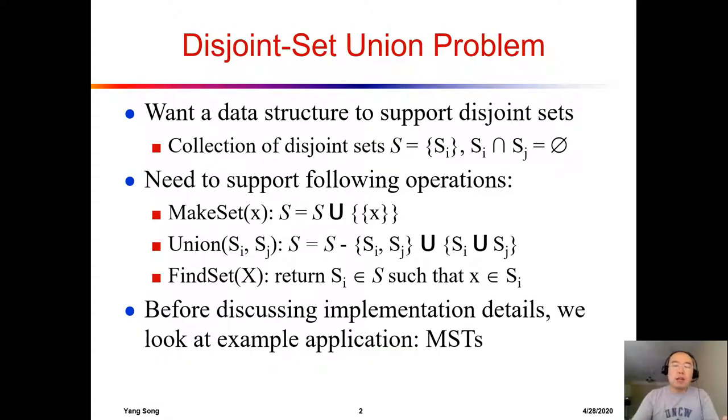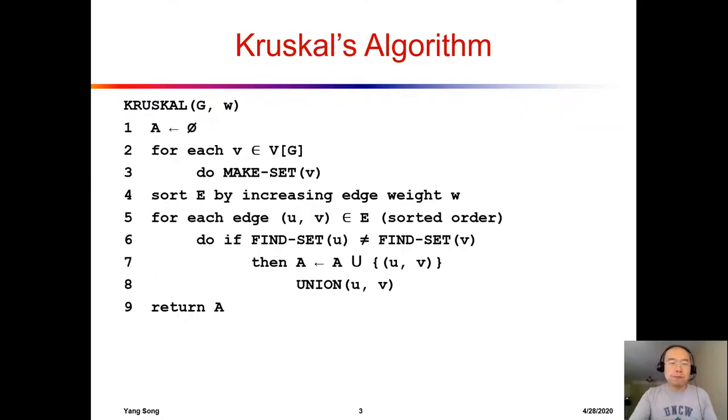We are not talking about the real implementations. We are going to do that later in this course, and we are just going to use the disjoint set as the basis to discuss another minimum spanning tree algorithm. That is Kruskal's algorithm.